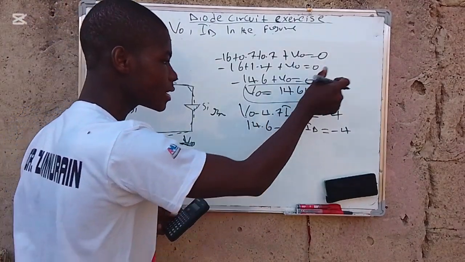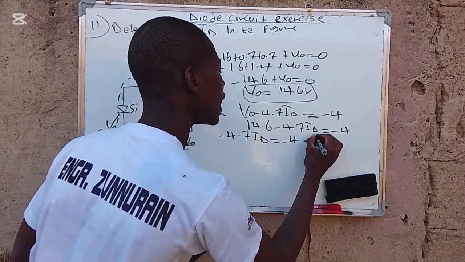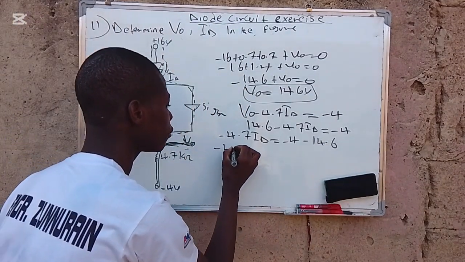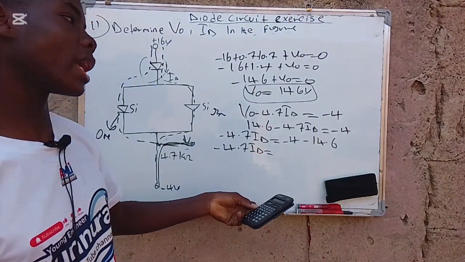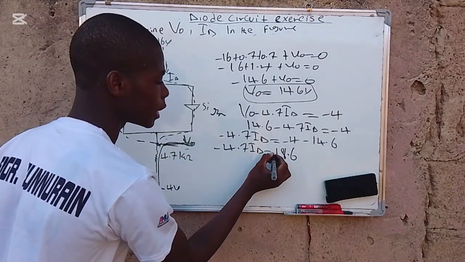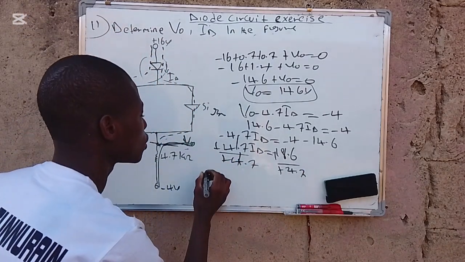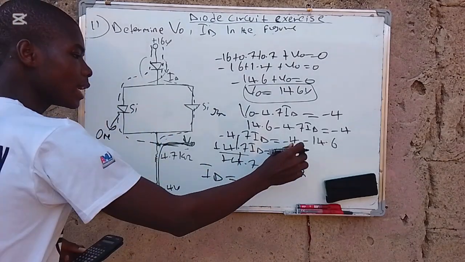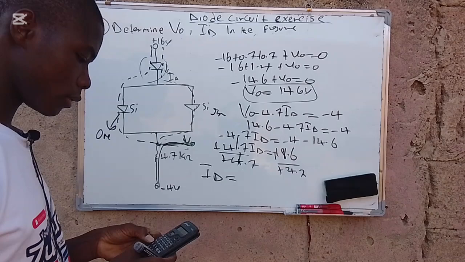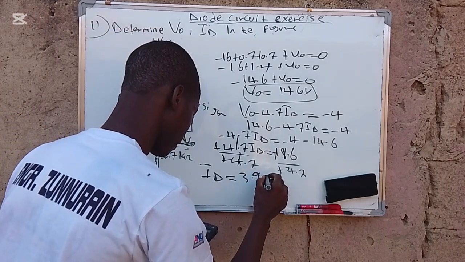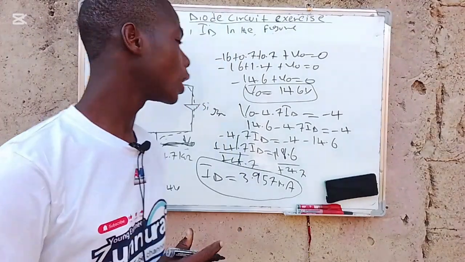When this crosses the equal sign it will be negative, so minus 4.7 ID equals minus 4 minus 14.6, which is minus 18.6. Dividing both sides by minus 4.7, the negatives cancel, so ID equals 18.6 divided by 4.7, which is 3.957 milliamps.